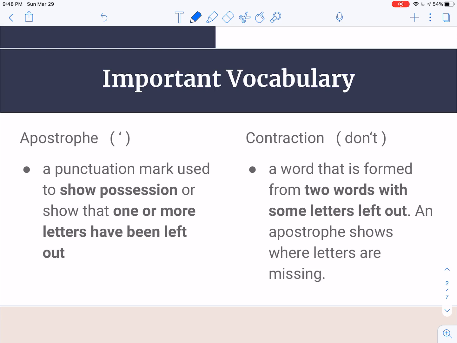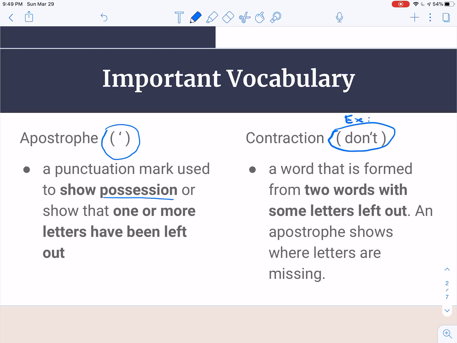An apostrophe, as you can see here, is a punctuation mark used to show possession or show that one or more letters have been left out. So an apostrophe can be used in a possessive or it can be used in a contraction. On this side, we have the word contraction, such as the word don't is an example of a contraction.